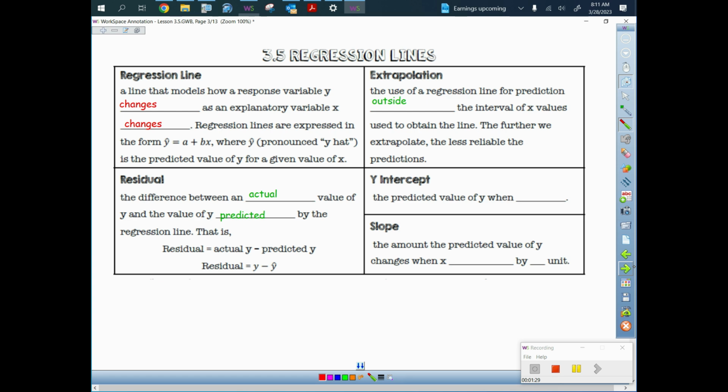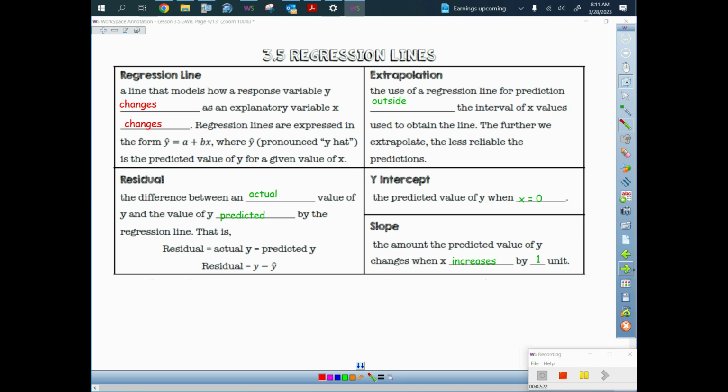And then the y-intercept and the slope. The homework is going to ask you a lot of questions about the y-intercept and the slope today. The y-intercept is the predicted value of y when x equals 0. And the slope is the amount the predicted value of y changes when x increases by 1 unit. So whatever x is, when it goes up by 1 unit, that's the slope of that situation. So there's all the vocab.